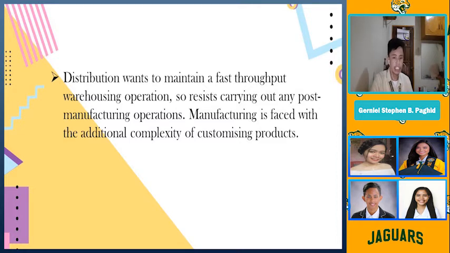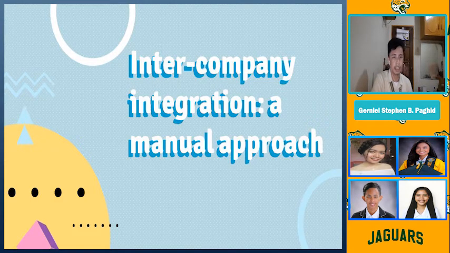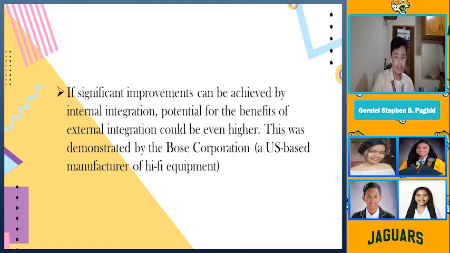As Robert Lynch said, for some reason, alliance professionals find it easier to create alliances with their major competitors than with other divisions in their own companies. We don't deal with our own internal integration. How can we integrate externally if we can't do it internally? Next is the intercompany integration, a manual approach. If significant improvements can be achieved by internal integration, the potential for the benefits of external integration could be even higher.